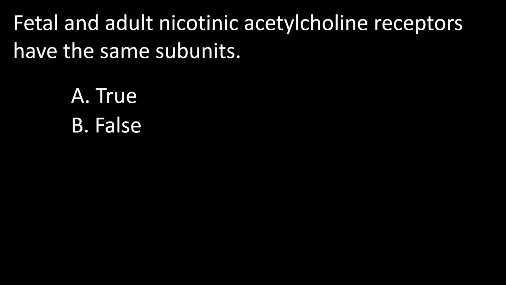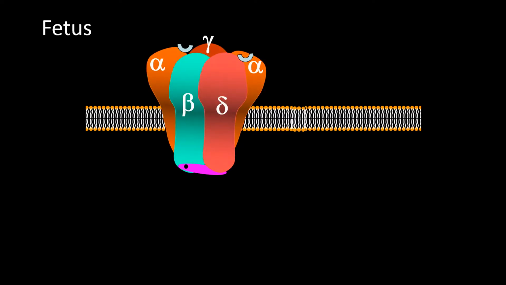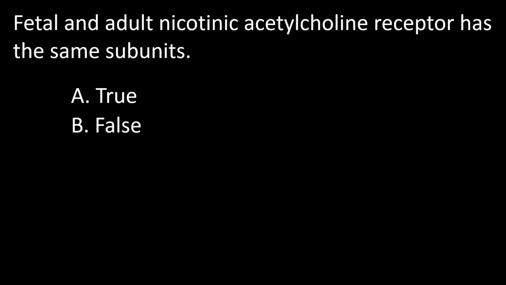Next question. Fetal and adult nicotinic acetylcholine receptors have the same subunits. A, true, B, false. So far, we have represented the acetylcholine receptors as having 5 equal elements. But it is not so. Fetal acetylcholine receptor channels have 2 alpha, 1 beta, 1 delta, 1 gamma subunit. Adult acetylcholine receptor channels have 2 alpha, 1 beta, 1 delta, 1 epsilon subunits. The receptors are in the alpha subunit close to the epsilon and the delta subunit. So the answer to this question is B.